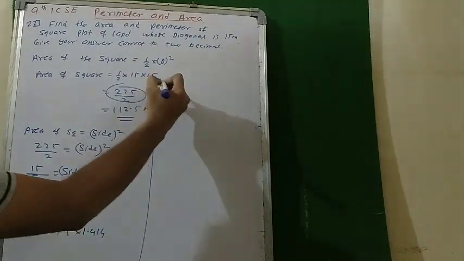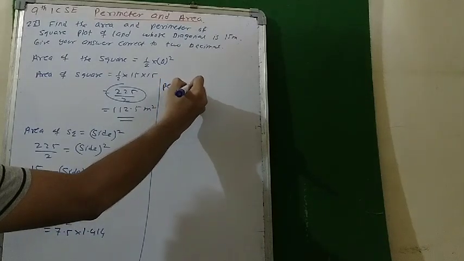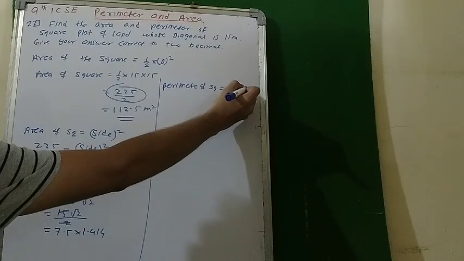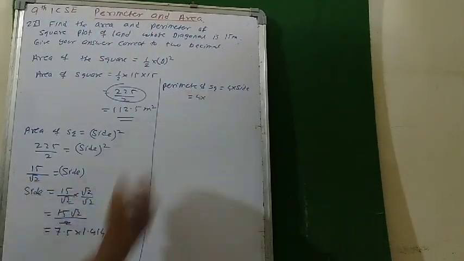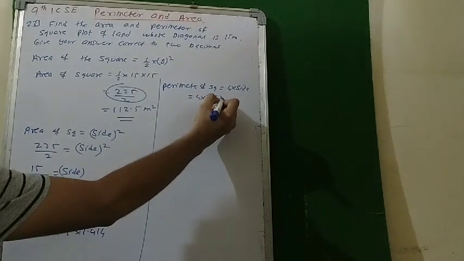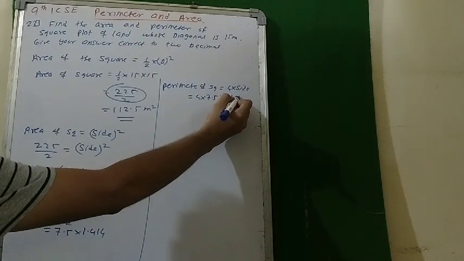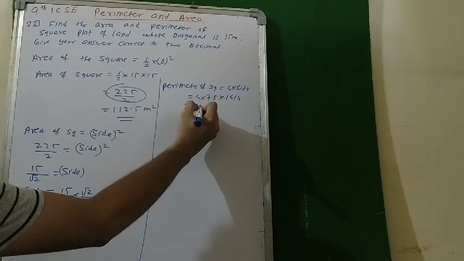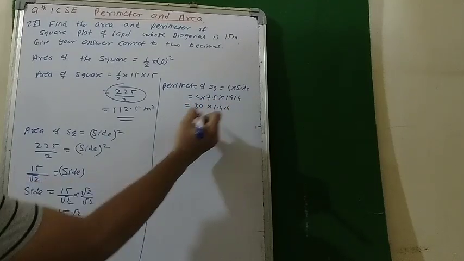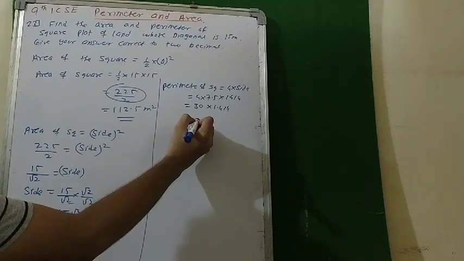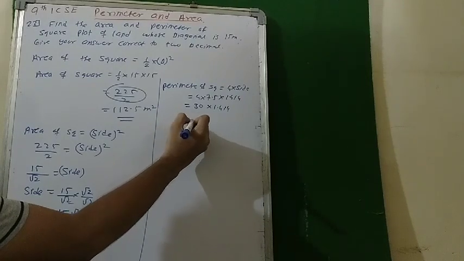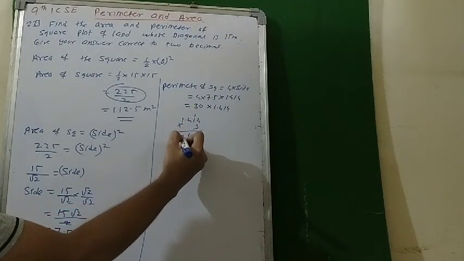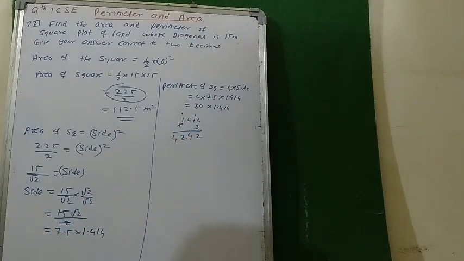Now what is the perimeter? Perimeter of a square is equal to 4 into side. So 4 into, what is the side? We have 7.5 into 1.414. See, 7.5 times 4 is 30. So we have 30 multiplied by 1.414. 414 multiplied by 3: 4 threes are 12, 1 three is 3 plus 1 is 4, 4 threes are 12. So it is 42.42. Okay.